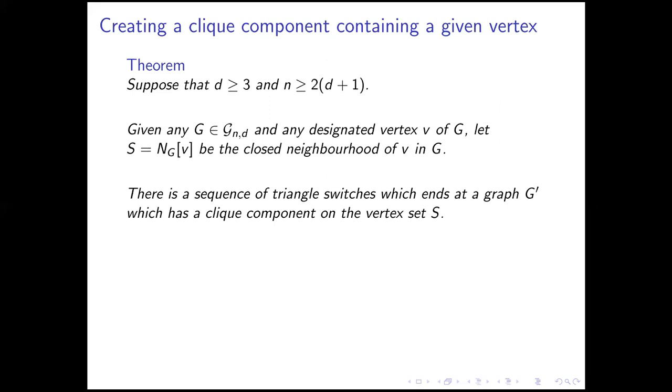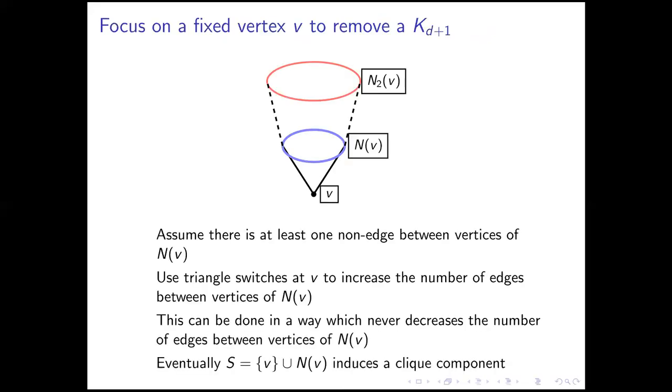I'll let S be the closed neighborhood of V in G, so that's V and its neighborhood. And then we can prove that there is a sequence of triangle switches which ends at a graph G prime, which has a complete clique component on the vertex set S. So basically, by a series of triangle moves focused around the vertex V, I can completely detach V and its neighbors from the rest of the graph. And therefore that vertex is now in a clique, and I've reduced the remaining number of large components which need to be processed.